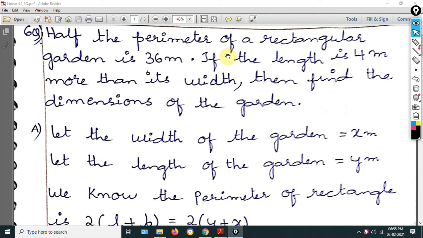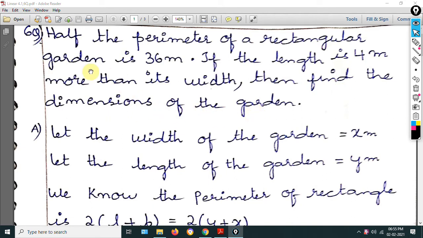Here we are seeing pair of linear equations in two variables of SSC Maths Telangana, that is 10th class. In that exercise 4.1, sixth problem we are seeing. Okay, so let's start. Half the perimeter of a rectangular garden is 36 meter. If the length is 4 meter more than its width, then find the dimensions of the garden.